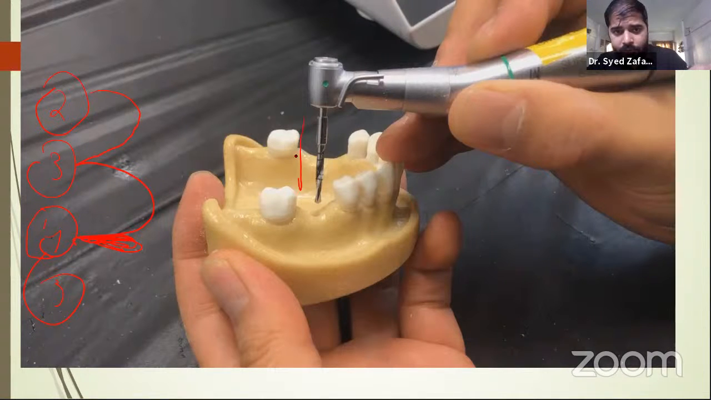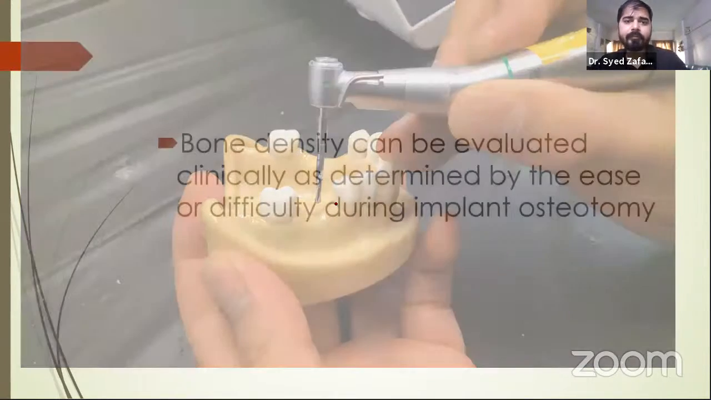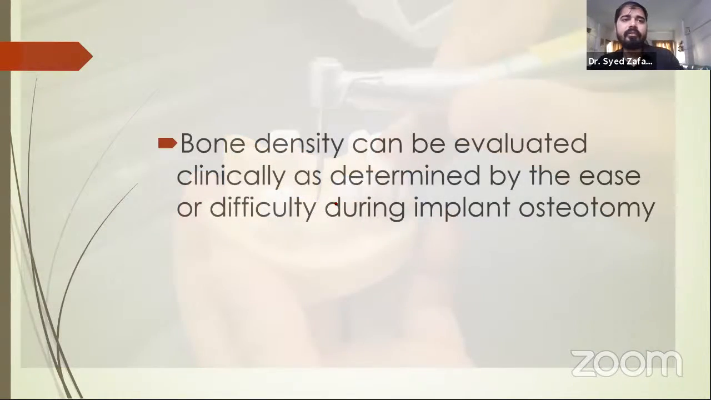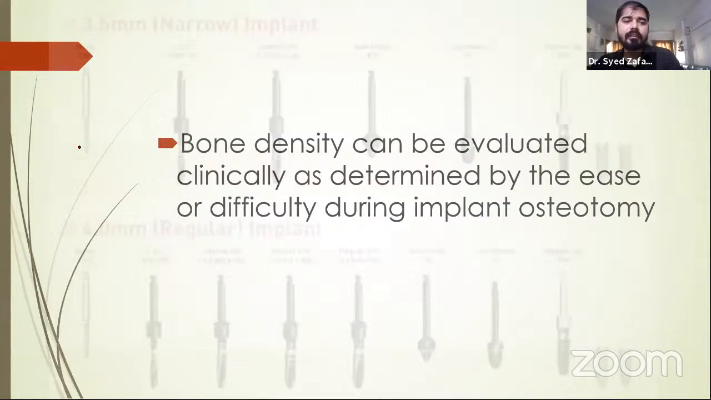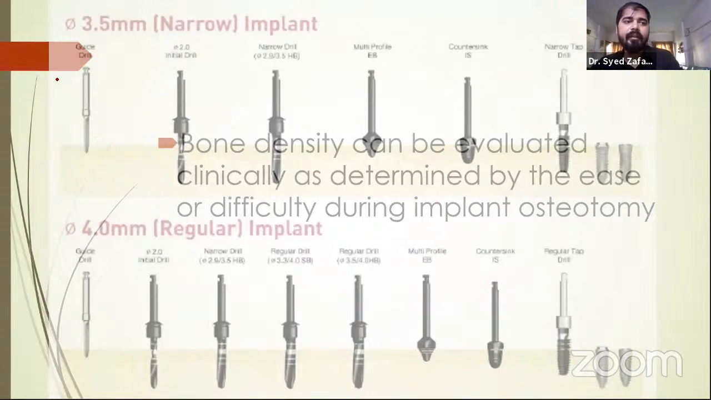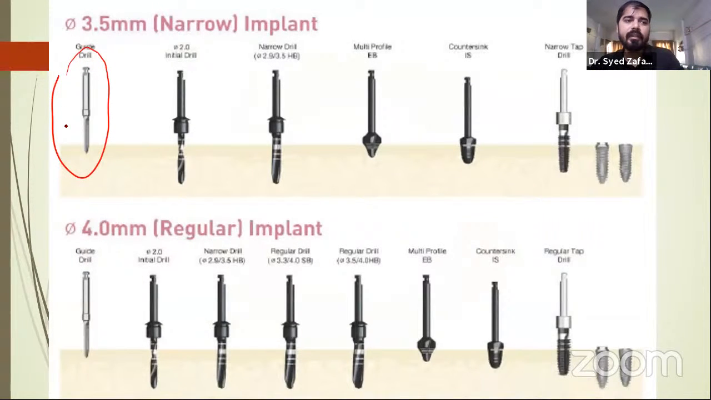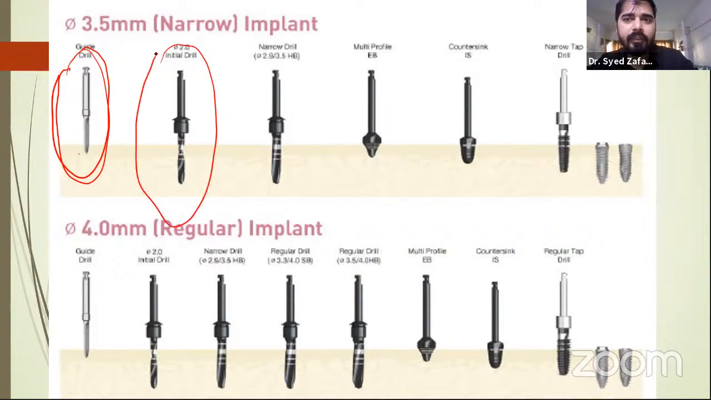Angulation is important. The drill should be straight. You should know the root apex and root position. First of all, we go for this pilot drill, the guided drill. We do the first drilling with this. We take an X-ray. After that, we drill 2 mm.